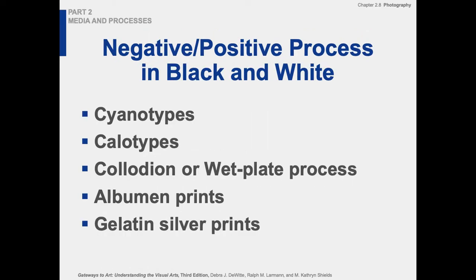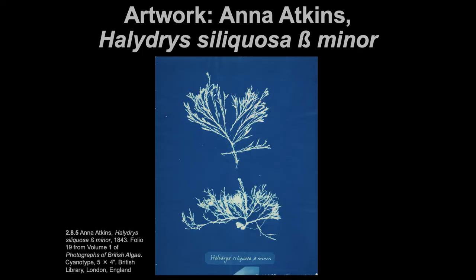Oh, it said 8 to 10 minutes. So there's different types of processes in the early days: the cyanotype, the calotype, colloidal or wet plate process, albumin prints, and gelatin silver prints. So we're going to look at a cyanotype to begin with, and this is how early blueprints were made.